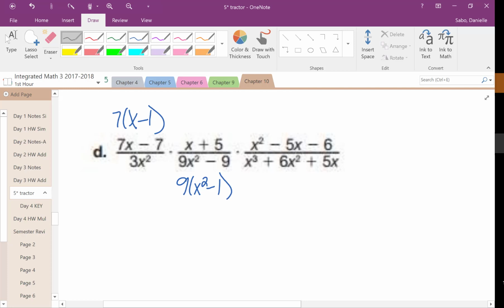But are we done? Wait, is that a cube? No. What can I make this now when I factor? Good. X plus 1 and x minus 1. That's a difference of 2 squares. That's why factoring is crucial here. So I'm going to cross off the things I have already factored so that I don't get confused on which one to use.